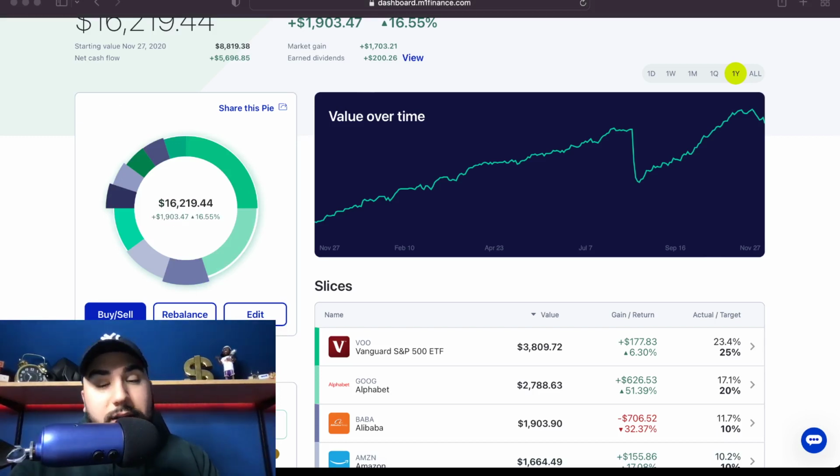That's kind of how we've been doing here over the past 2 weeks. Nothing too crazy. I'm not panicking whatsoever. I'm going to be buying more Disney, PayPal. I'll probably average into more VOO if the markets come down a bit more.